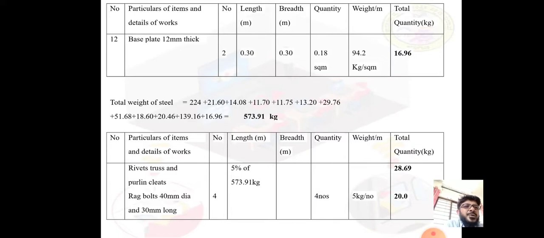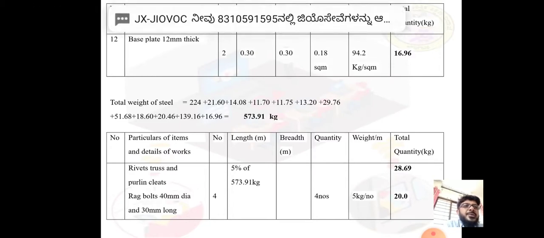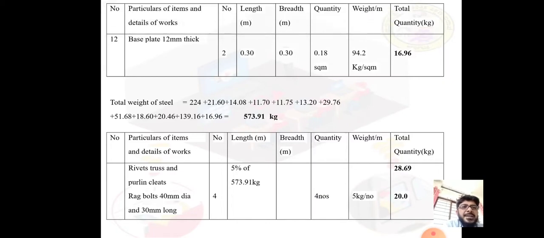Rivet 5% for the total means 28.69 kg, and for fixing the truss with the support column we need 4 rack bolts on each side. So 4 numbers. So each rack bolt carries 5 kg of weight. So 4 numbers means 5 into 4, 20. So 28.69 and 20 kg.